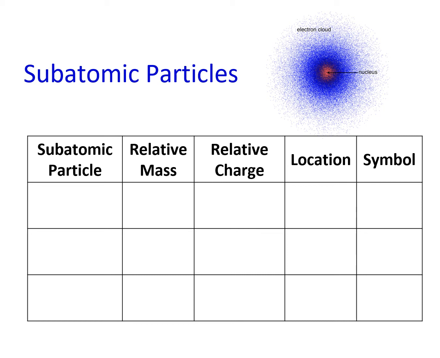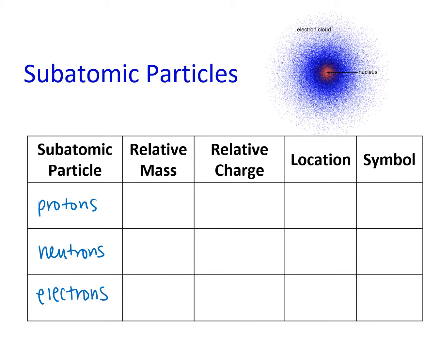In today's video, we are going to be looking at the subatomic particles and how they were discovered, as well as how subatomic particles are represented on element symbols. So getting started, there are three subatomic particles that exist. We have protons, neutrons, and electrons.